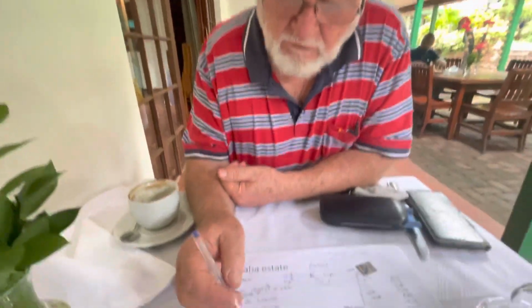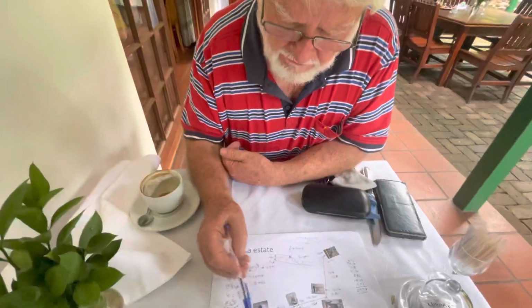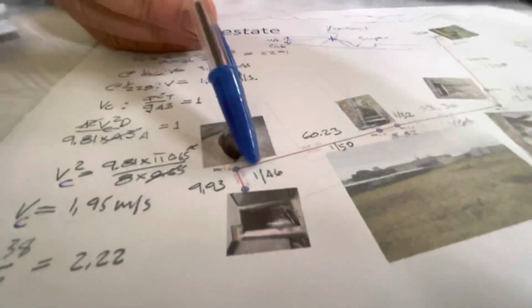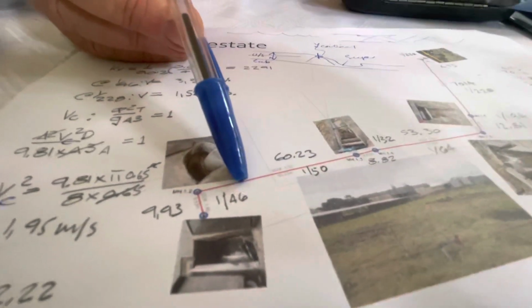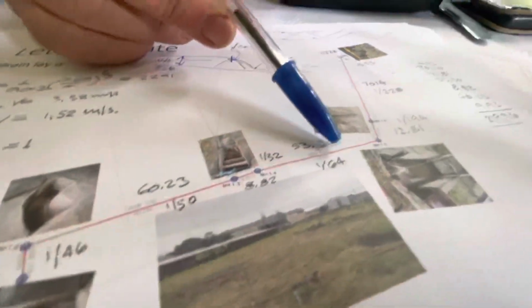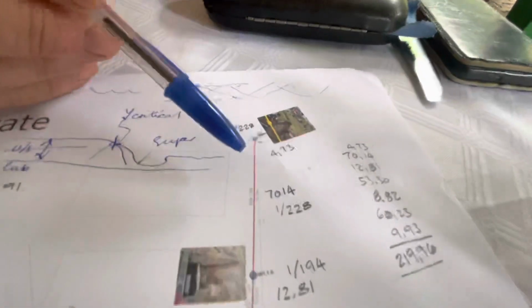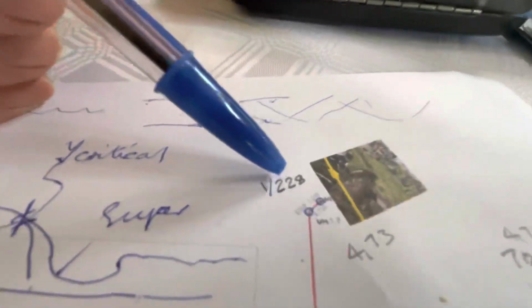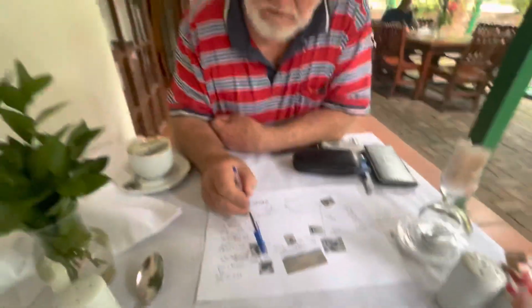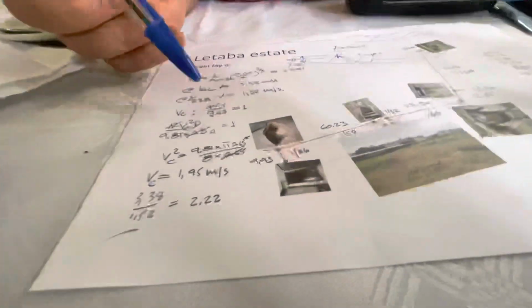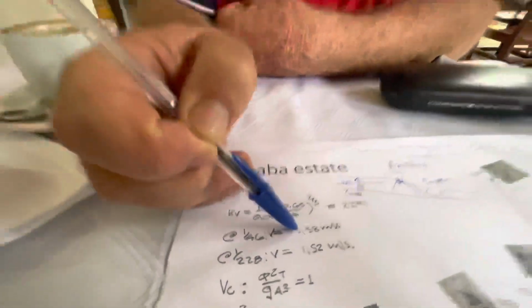Right. Here we start off, and if you look at the beginning, you will see that you have a very steep gradient, 1 in 46, and it gradually gets flatter and flatter, and eventually it's only 1 in 228. If we look at this 1 in 146, that water is going at 3.38 meters a second, which is faster than you walk. What speed does a human walk at? About half that.